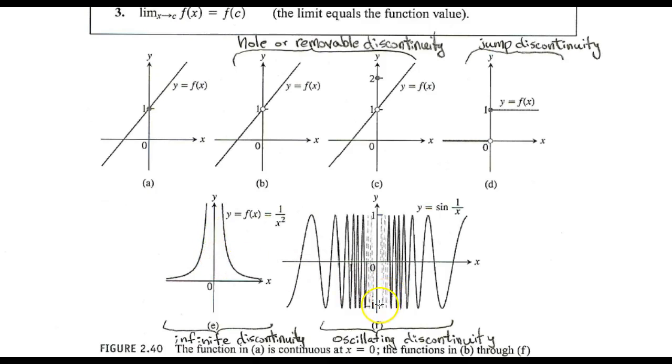This is what's called an oscillating discontinuity. It oscillates so fast in here that you really can't see where it is at any point as x gets close to 0. So that's a famous function called the sine of 1 over x.